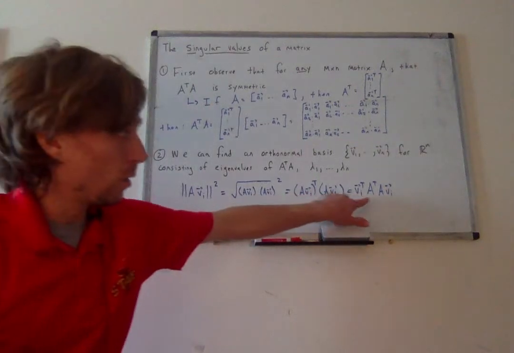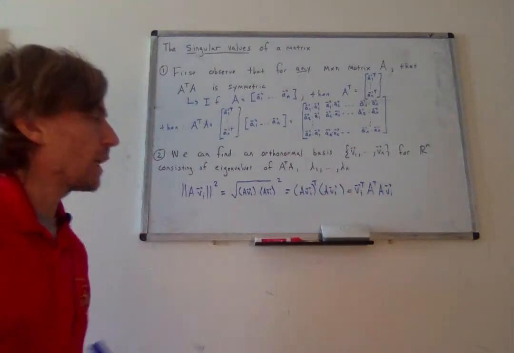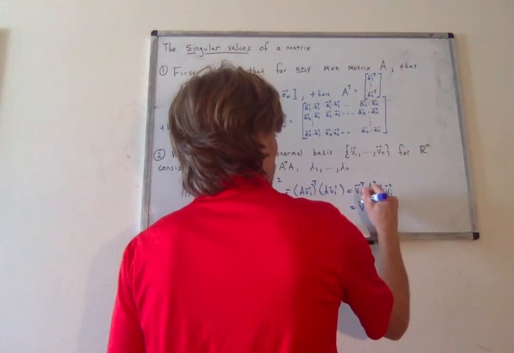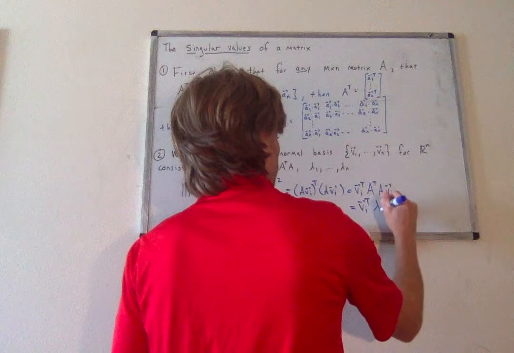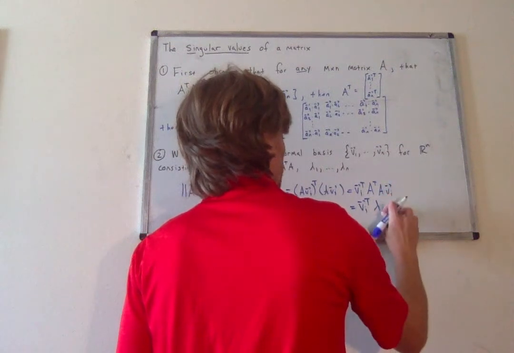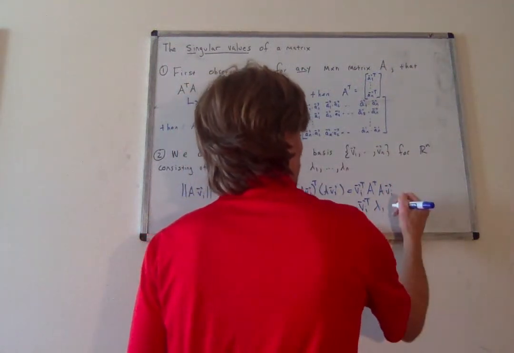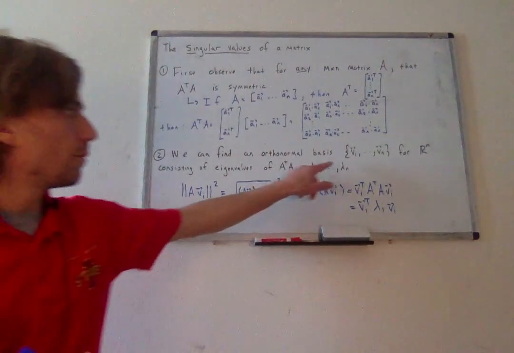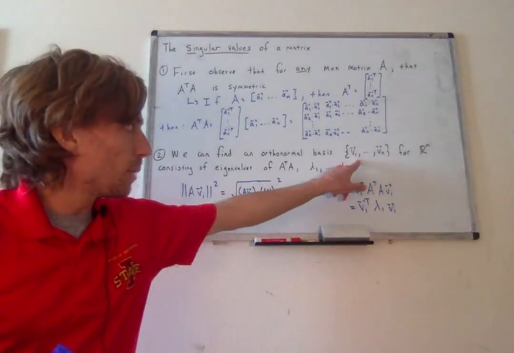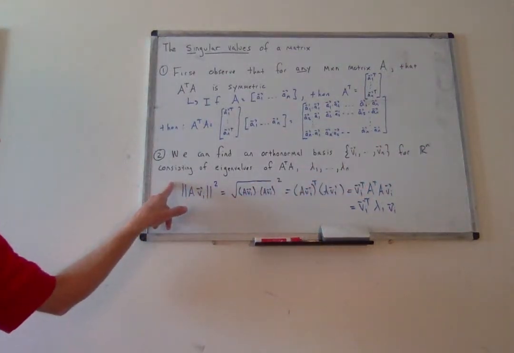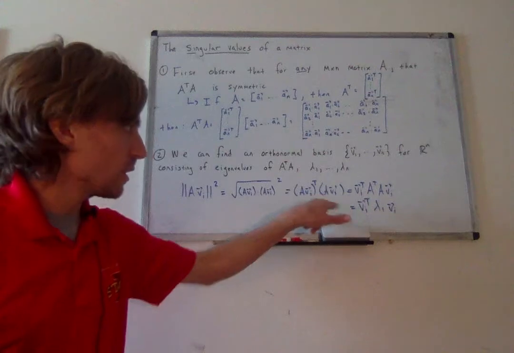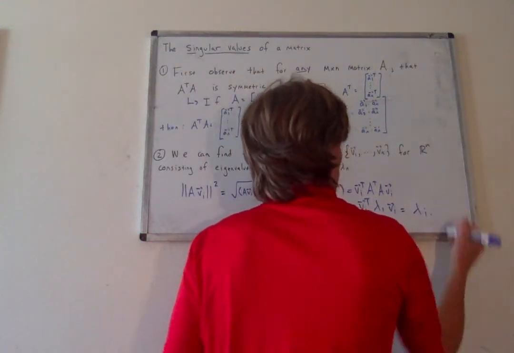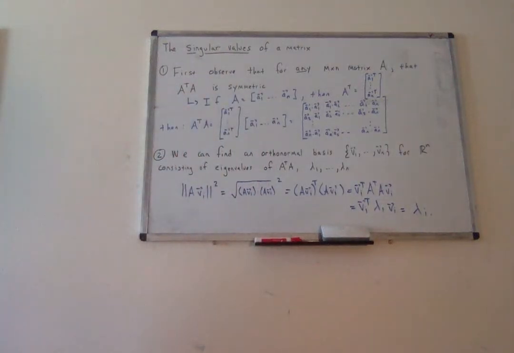Well, now Vi is an eigenvector for A transpose A. So this is equal to Vi transpose times lambda i times Vi. But remember, Vi is a vector in this orthonormal basis for Rn. So I can factor this lambda i out, and then Vi transpose times Vi should equal 1. And so this is equal to lambda i.